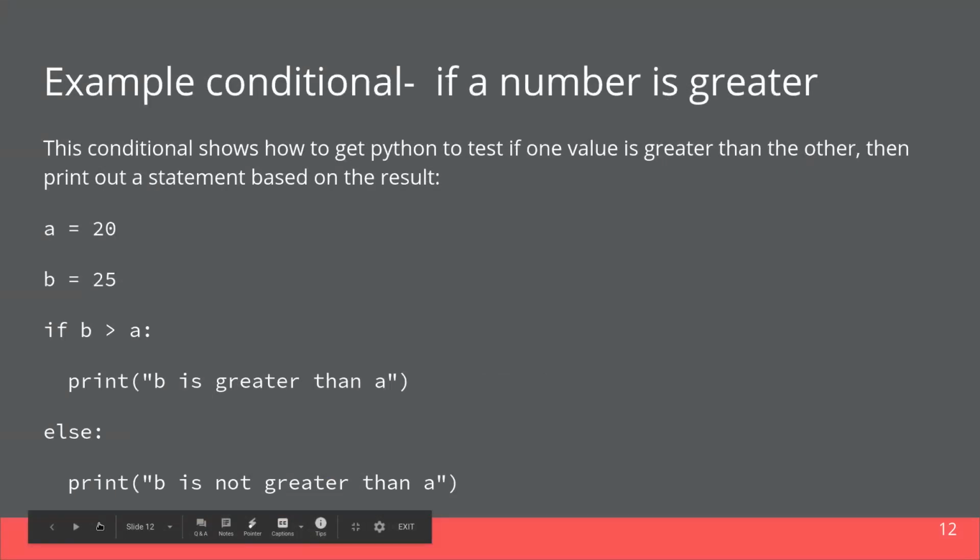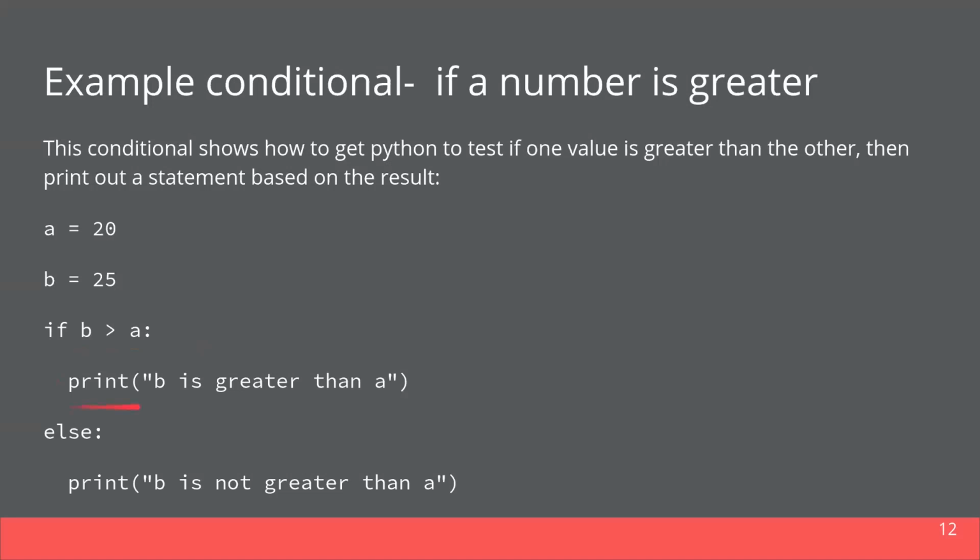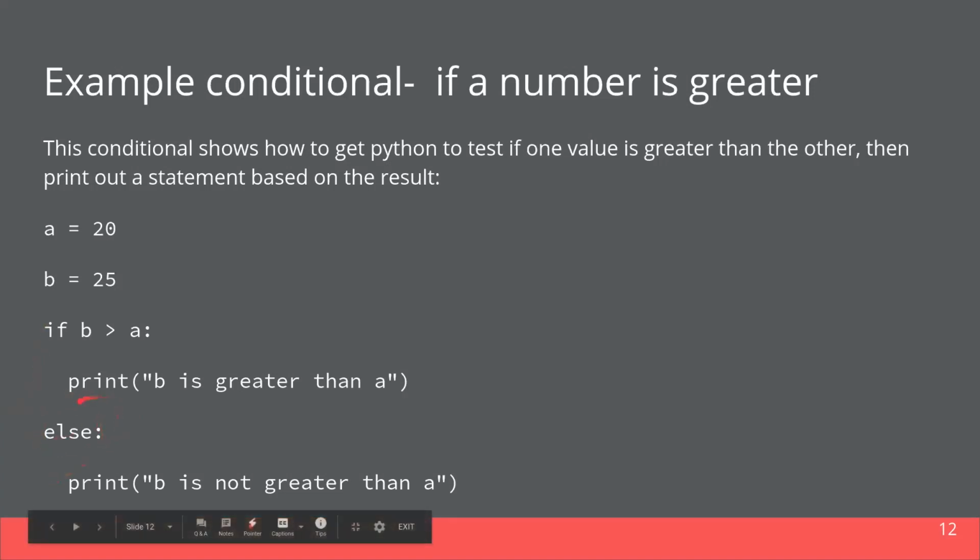Here's an example conditional to test if a number is greater. So we have two integers. We have A and we have B. And if B is greater than A, we're going to print out, just like in my oranges and apples example, and we've got an alternative down here. And just remember that these are the same indentation and these are the same indentation. Hopefully that's straightforward.